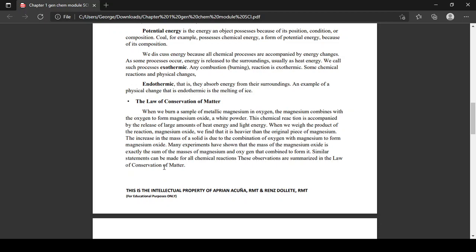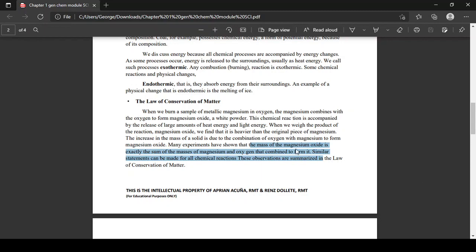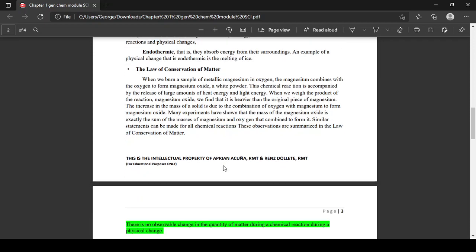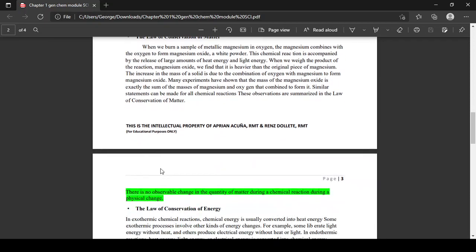Many experiments have shown that the mass of magnesium oxide is exactly the sum of the magnesium and oxygen that combined to form it. Similar statements can be made for all chemical reactions. These observations are summarized in the law of conservation of matter: there is no observable change in the quantity of matter during a chemical reaction or during a physical change.